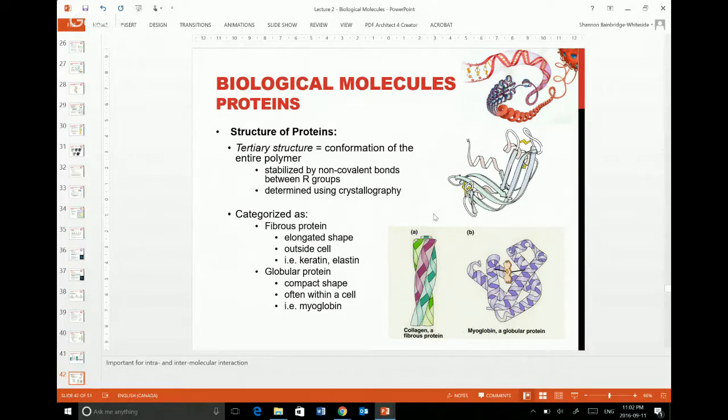For the most part, we can categorize proteins after they've undergone tertiary structure into fibrous proteins, which take on an elongated format. Typically, our connective tissue is made up of these types of fibrous proteins. The others are a little bit more compact in structure, and those are typically what you see inside of cells. This is an example of myoglobin. Hemoglobin is also very similar.